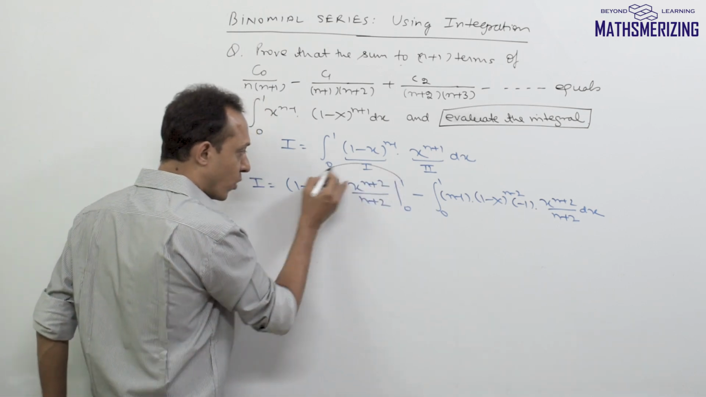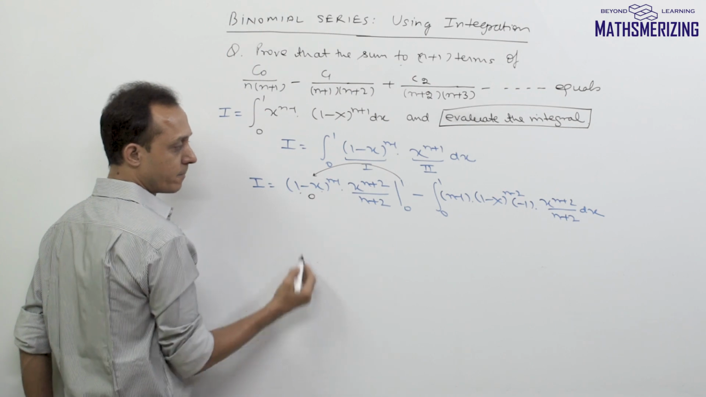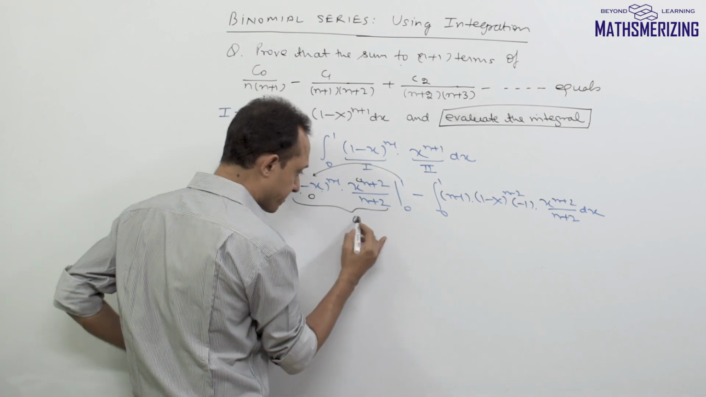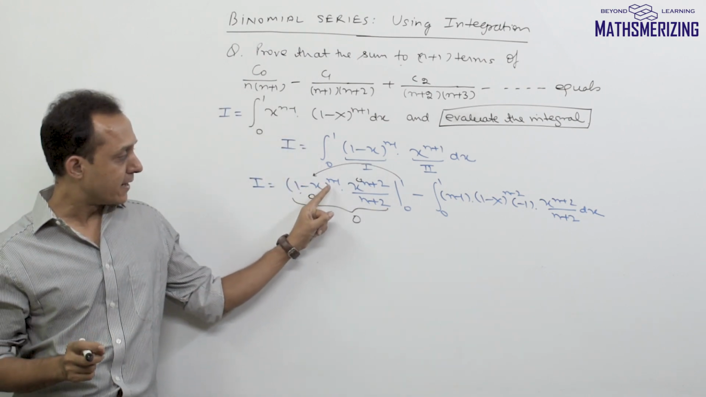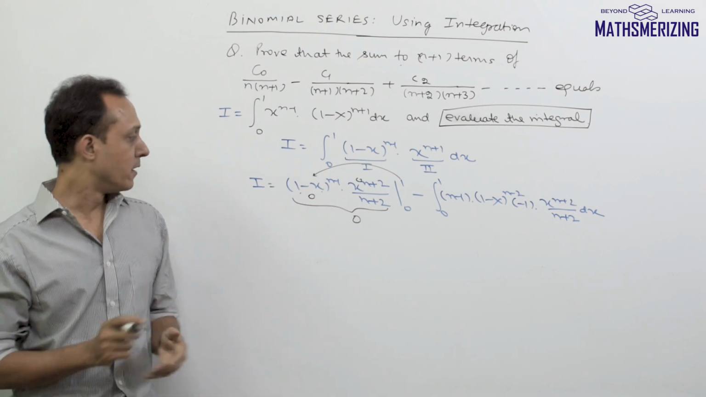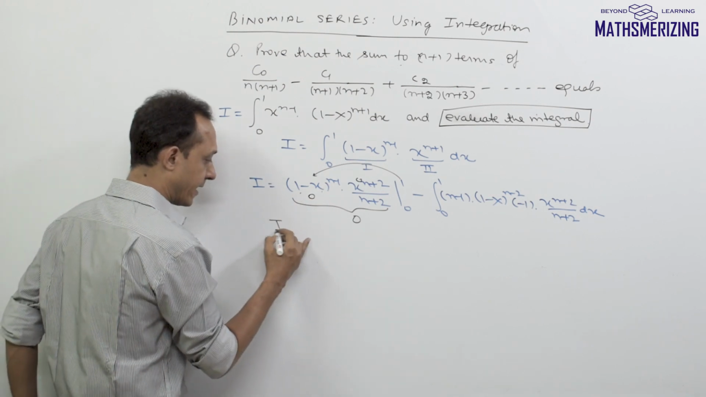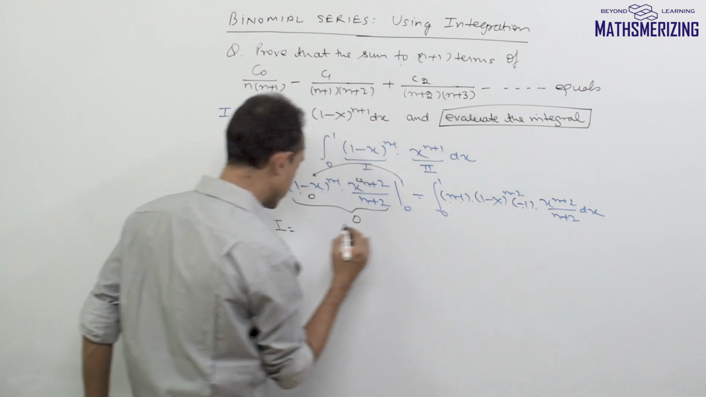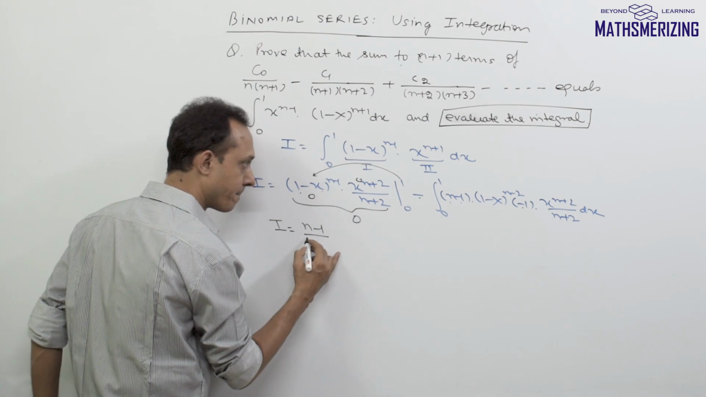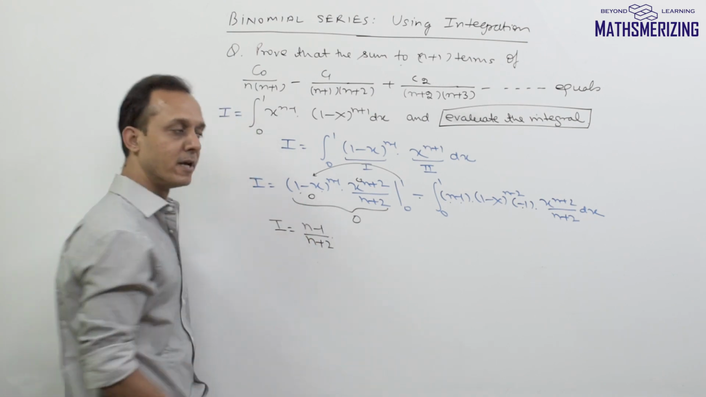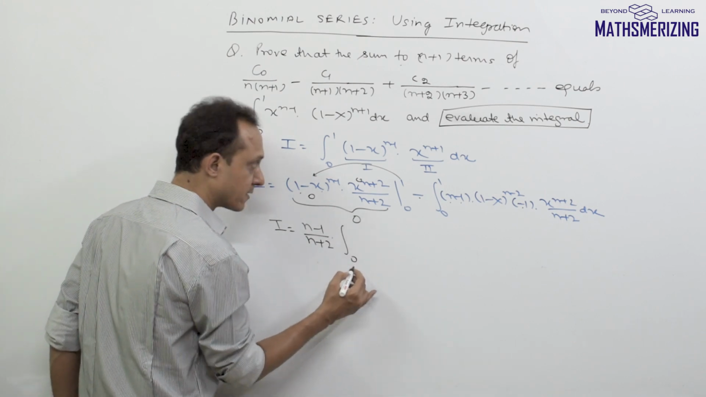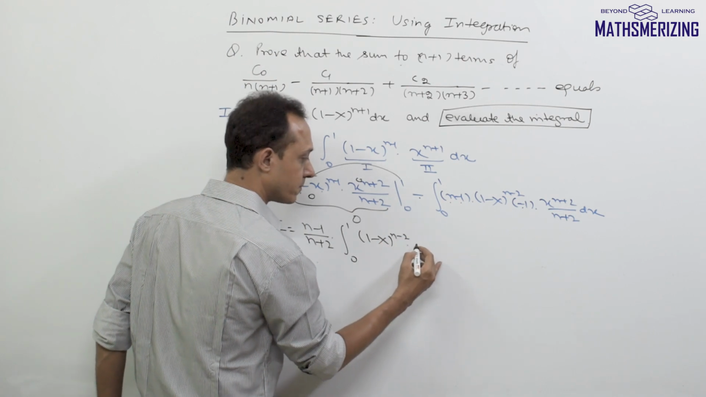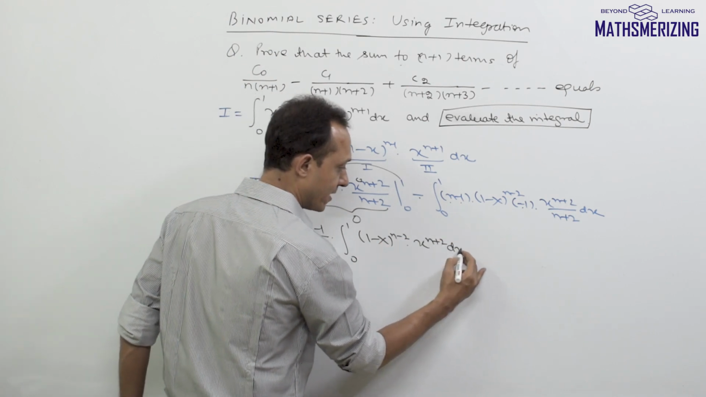Now when I put x as 1, this 1 minus 1 will be 0. And for the second part, when I put x as 0, this term will be 0. So the value of this first expression will be 0 as long as the value of n is 1 or greater than 1. So I'll write it as I. Now here minus and minus will be plus. So n minus 1 and n plus 2, they are constants, so I'll take them out. I'll write n minus 1 upon n plus 2. And I'll get this integral as from 0 to 1, 1 minus x to the power n minus 2 and x to the power n plus 2 into dx.